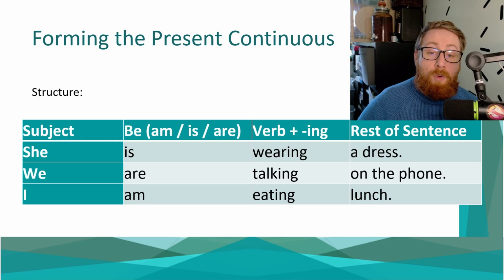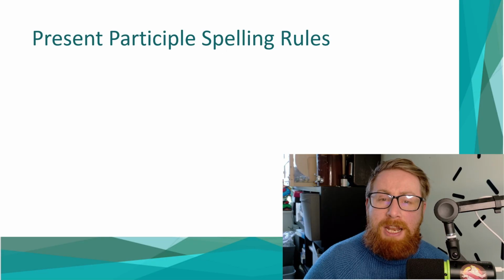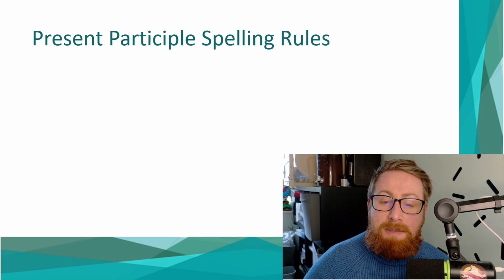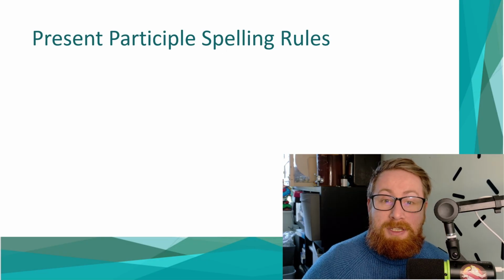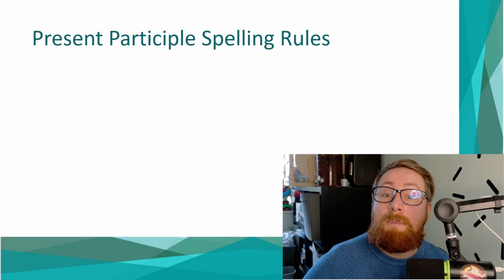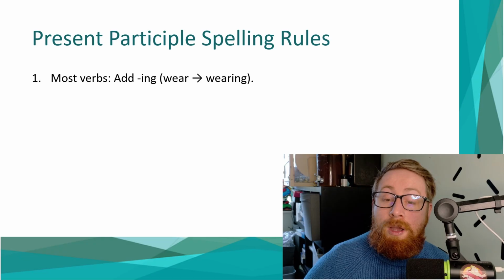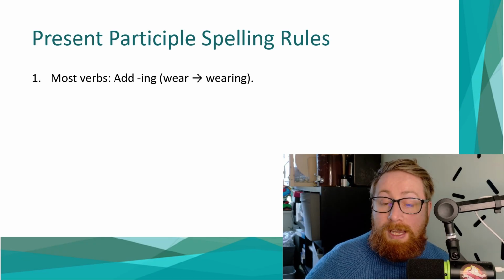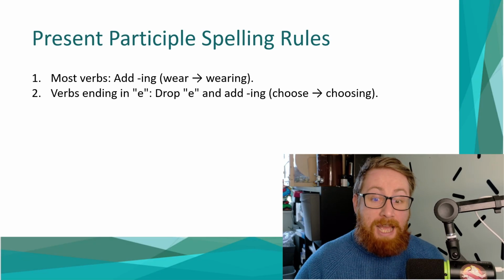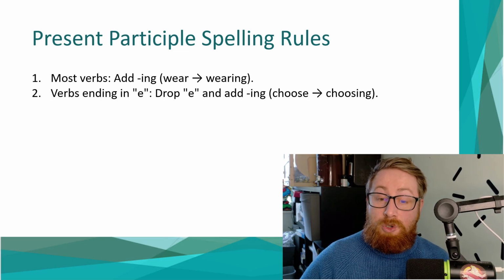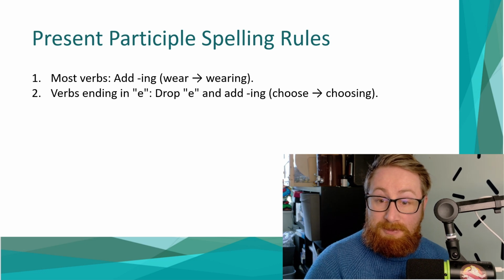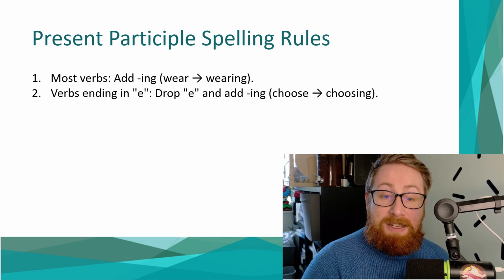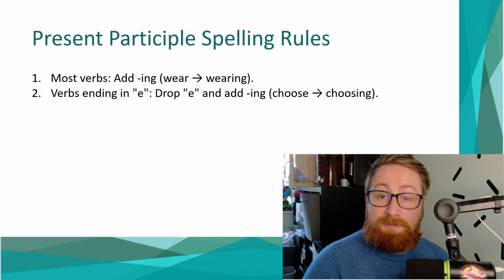The present continuous always needs be: am, is, or are. And the main verb always ends in ing. Let's look at the spelling rules for the present participle. This means the ing form of the verb. So the present participle of to wear becomes wearing, to talk becomes talking. Most verbs just add ing. It doesn't end in a special way, so it's a very simple rule: just add ing.